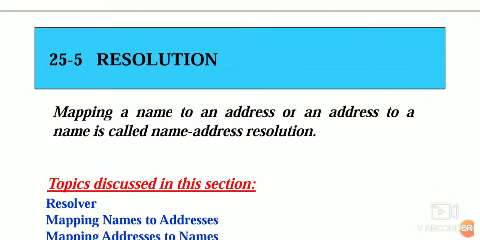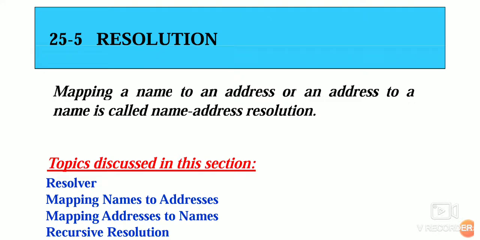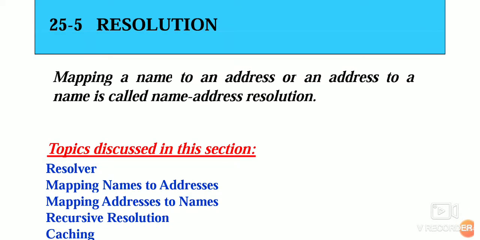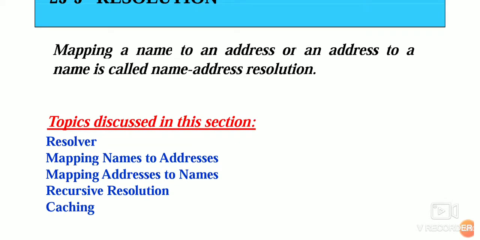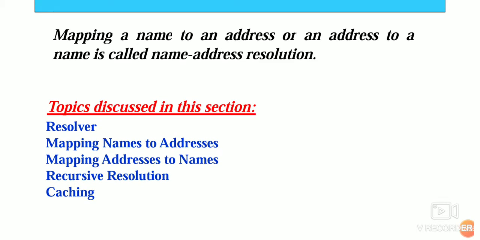Next, a very important thing we are going to do here is DNS resolution. How is DNS going to perform this operation? First, we have a component called the DNS resolver. The process is mapping names to addresses and mapping addresses to names. Both are possible: you can have a name and get an IP address, and if you have an IP address you can get the equivalent domain name. Then we are going to see recursive resolution and caching.